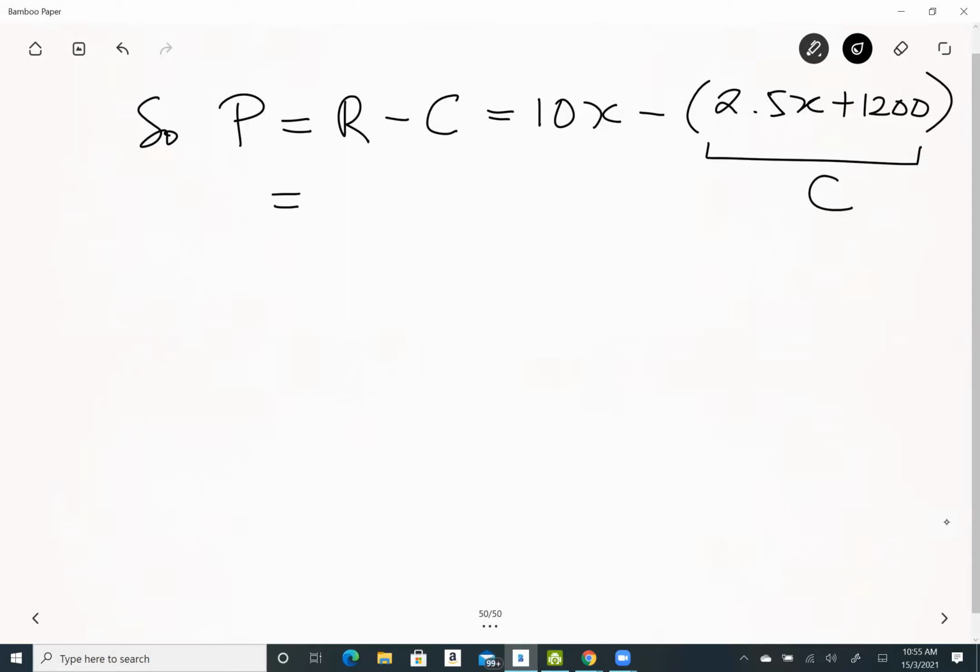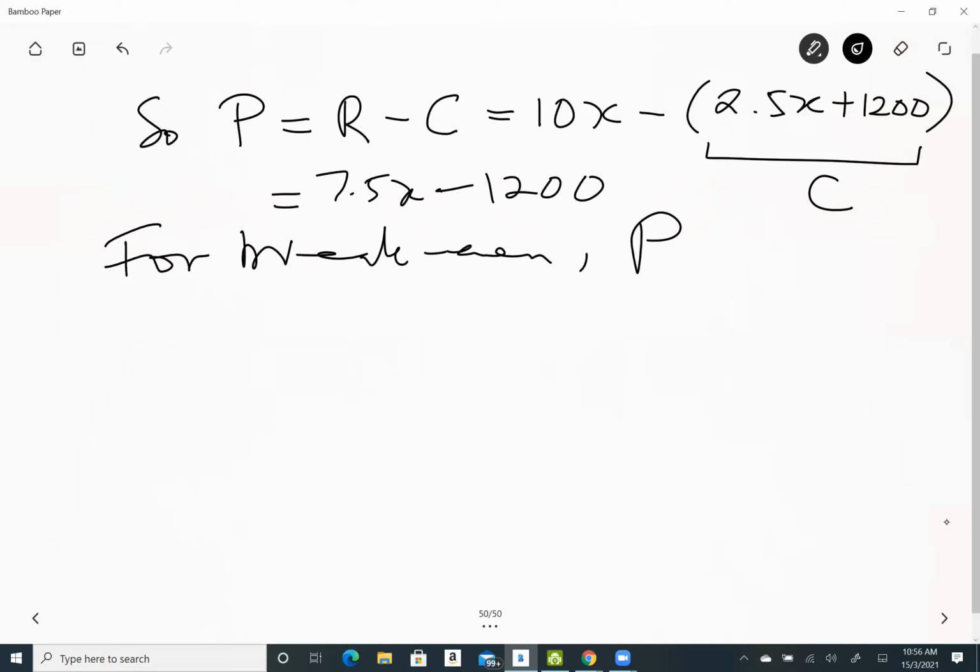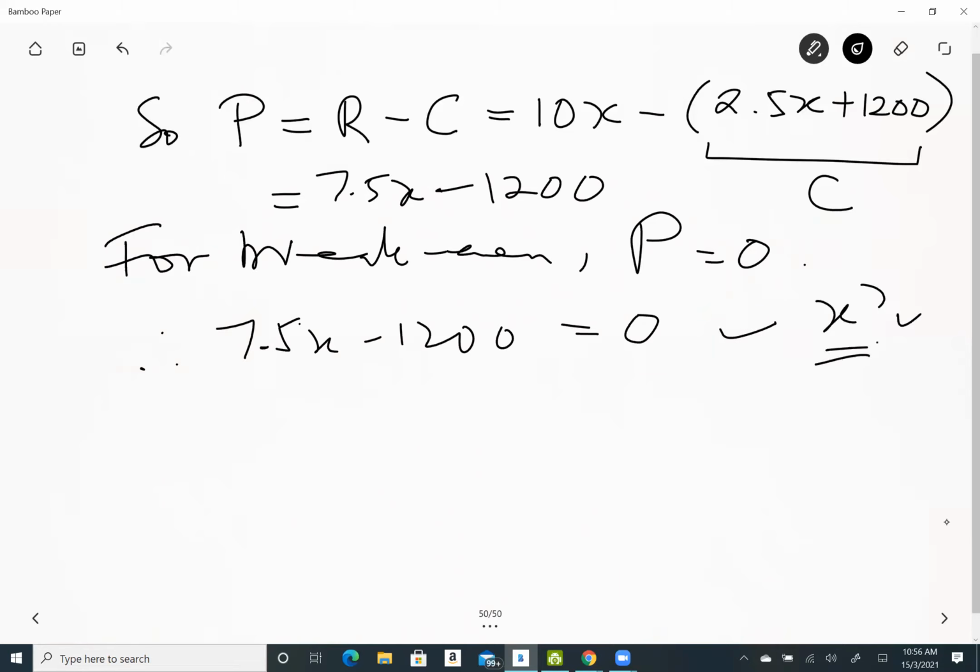So now you can simplify. That is equal to 7.5x, not plus, should be minus 1,200. For break even, what is the profit? P is equal to 0. Therefore, 7.5x minus 1,200 equals 0. So you get the x. Finish it up.